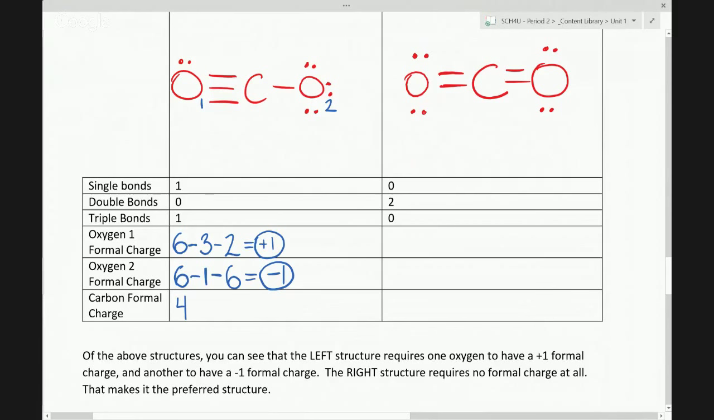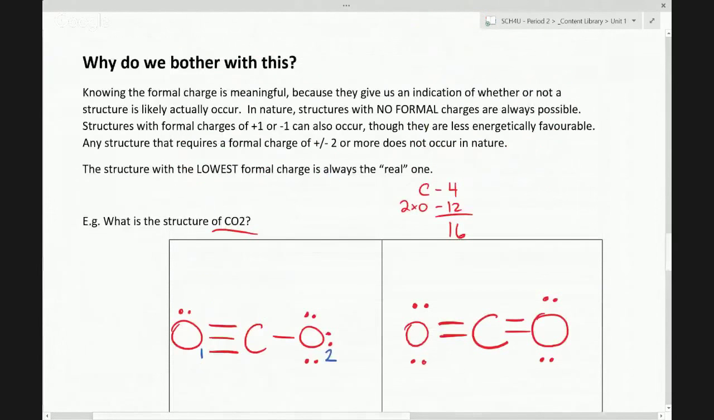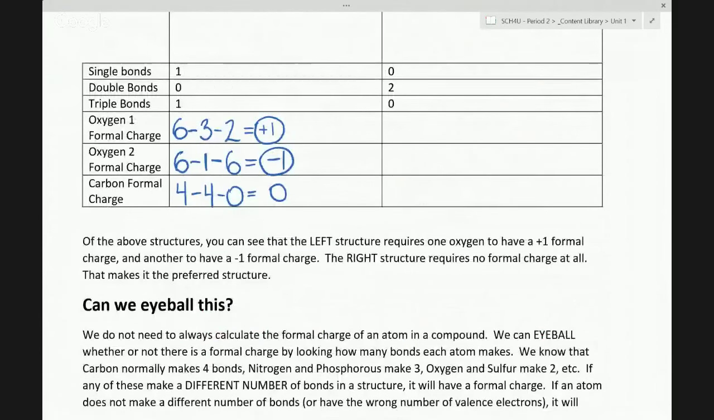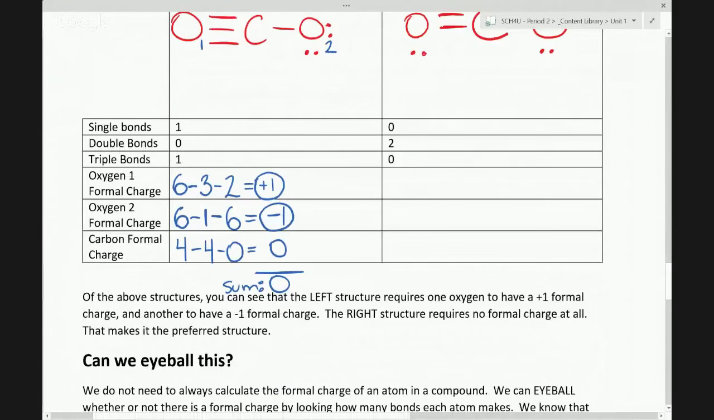Carbon has 4 valence electrons. We subtract the 4 bonds it's making, and then we subtract the 0 lone electrons it has, and it gives us a 0. Now note that this is still a possible structure. Any structure where the formal charges are no more dramatic than +1 or -1 can happen. Furthermore, if we take the sum, these sum out to 0, as they should, because carbon dioxide is neutral overall.